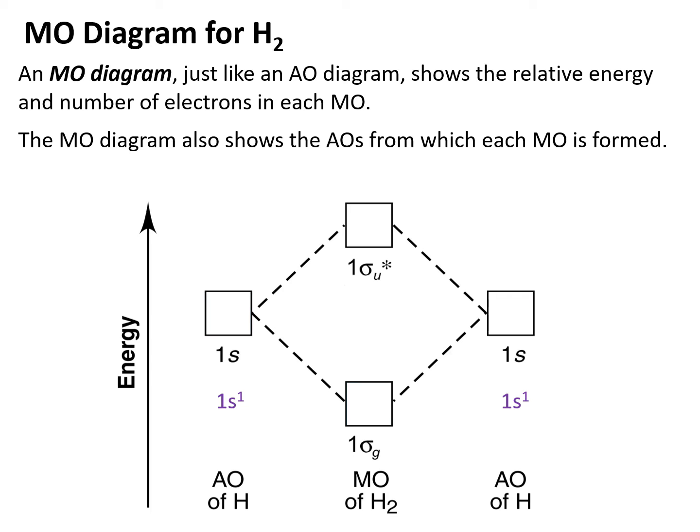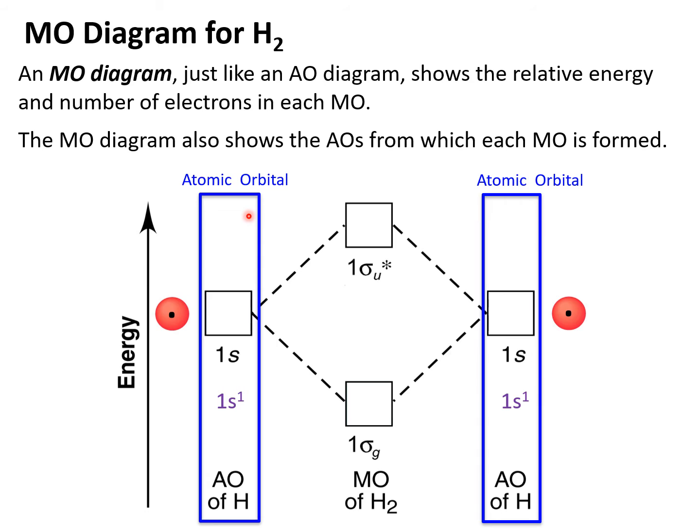Putting everything together gives us the molecular orbital diagram for hydrogen, or H2, which is shown in the figure below. Just like an atomic orbital diagram, the molecular orbital diagram shows us the relative energy and the number of electrons in each molecular orbital. So taking a look at our MO diagram, we see that the atoms, which are used to form the molecule H2, are located on the outsides of the MO diagram, as we see here.